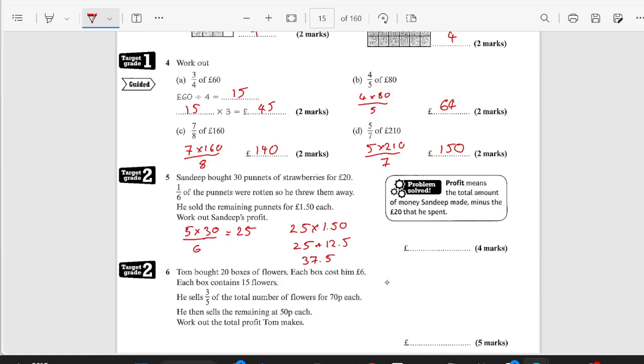So if we're trying to work out what profit this person made, we're going to have to finish it off by £37.50 minus the price that she paid for them, which was 20. So that's going to give me £17.50 profit.